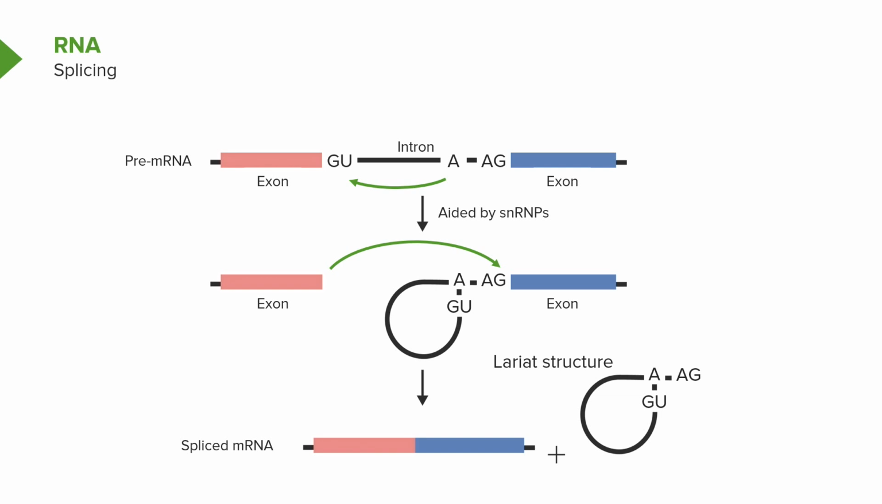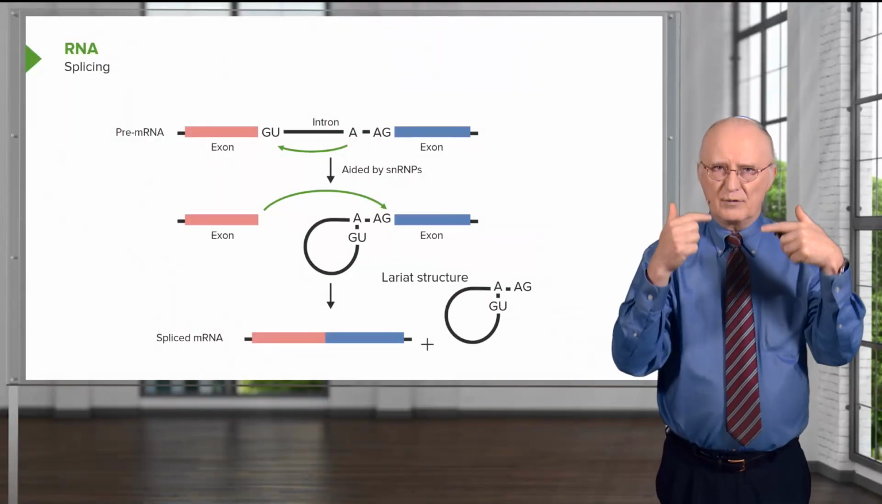Now, this image depicts the sort of chemical way in which this process occurs. We can see, for example, the pre-messenger RNA at the top. It has an exon on the left and an exon on the right. Now, I need to tell you what those terms are. The exons are the parts that get joined in the splicing process. The intron is the part that gets removed.